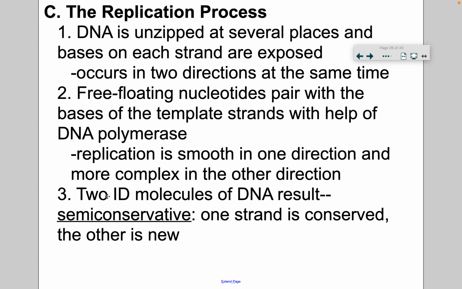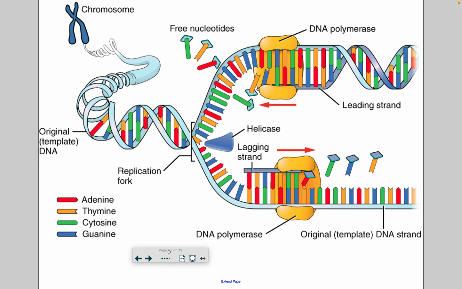And then the end result is two identical molecules of DNA that are semi-conservative, where one strand is the original strand, the parent strand, if that's how you want to think of it, and the other is a new strand that was built by DNA polymerase. So this is the diagram showing DNA replication. Let me just orient you. Here's my chromosome. Uncoil it. Here's my DNA.